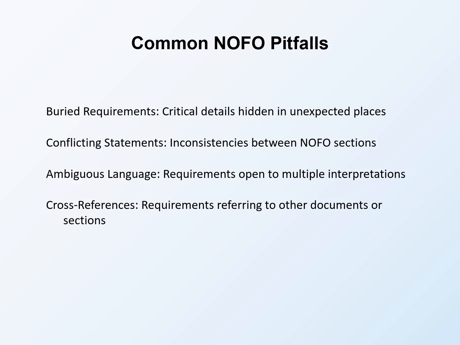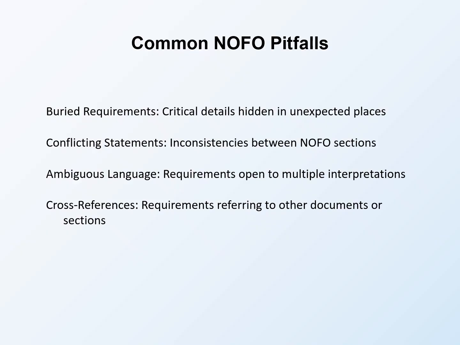Eligibility requirements might appear in the evaluation criteria section. The shredding method catches buried requirements that selective reading misses. Conflicting statements present inconsistencies between NOFO sections. One section might say 10 pages while another says 12. The executive summary might contradict details in the full description. When you find conflicts, note them and seek clarification before assuming.